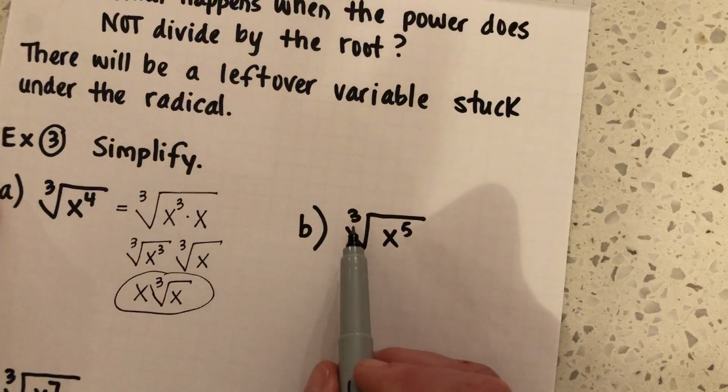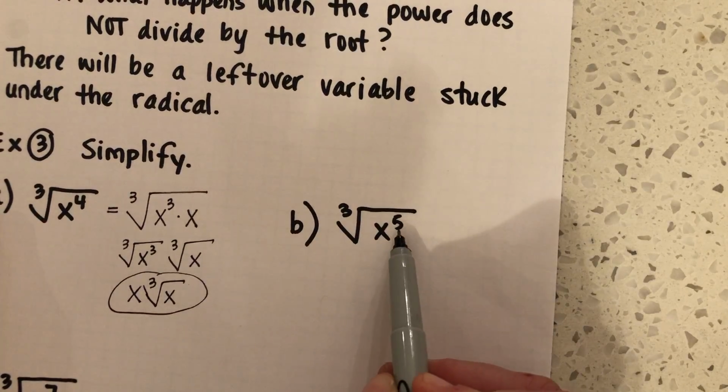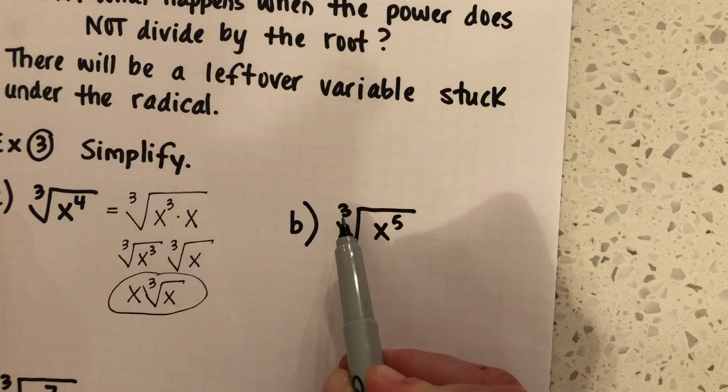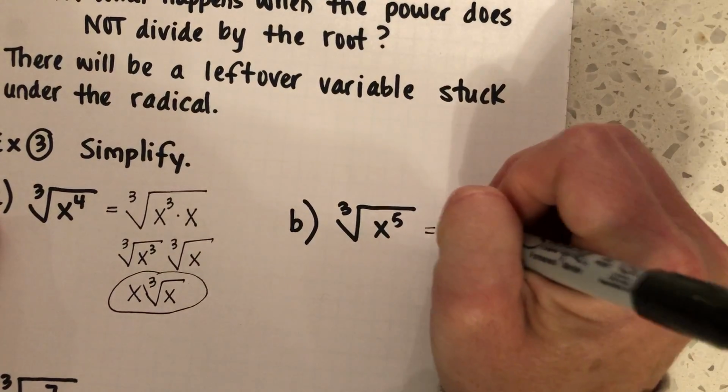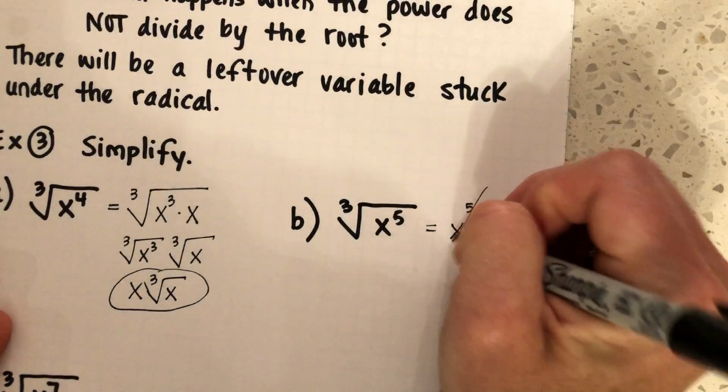All right, look here. What if I wanted to take the third root of x to the 5th? Well, we're supposed to take the power and divide it by the root. Well, 5 doesn't divide by 3, so I wouldn't want to rewrite this as x to the power divided by root, because they don't divide. So I don't want to do that.